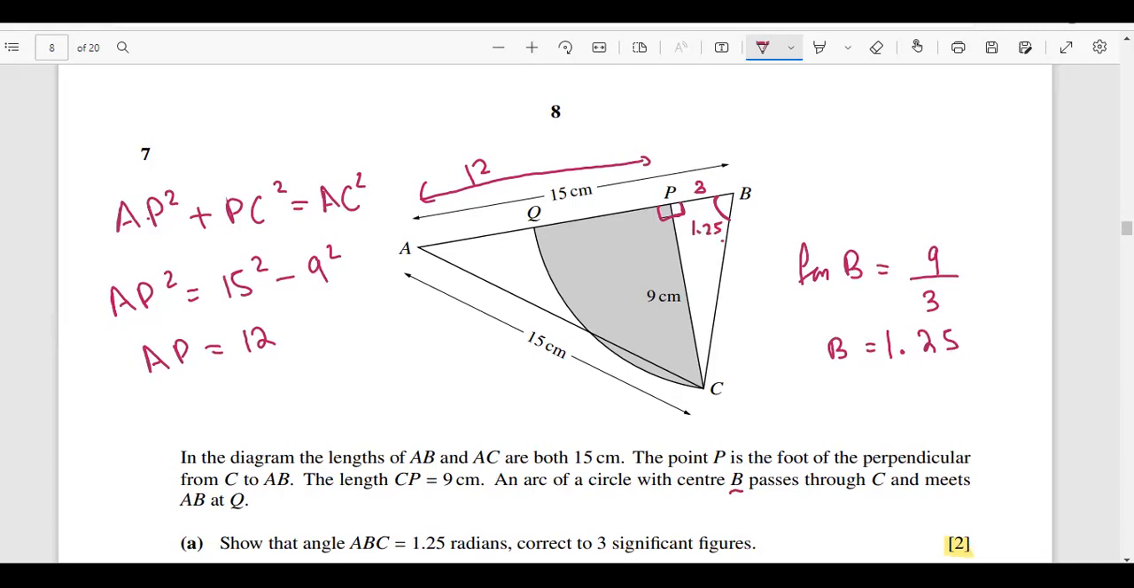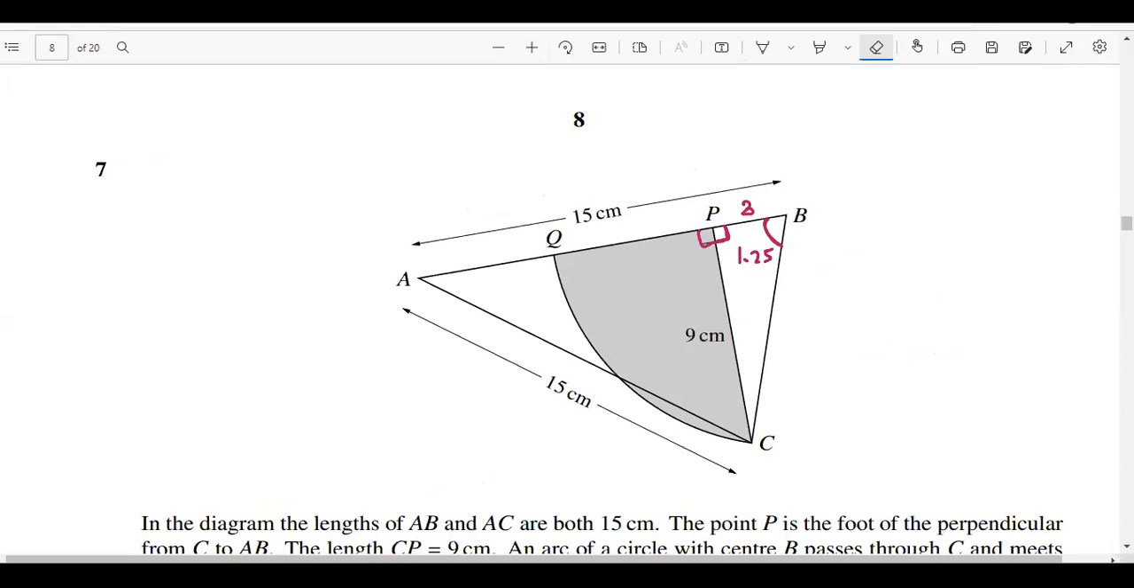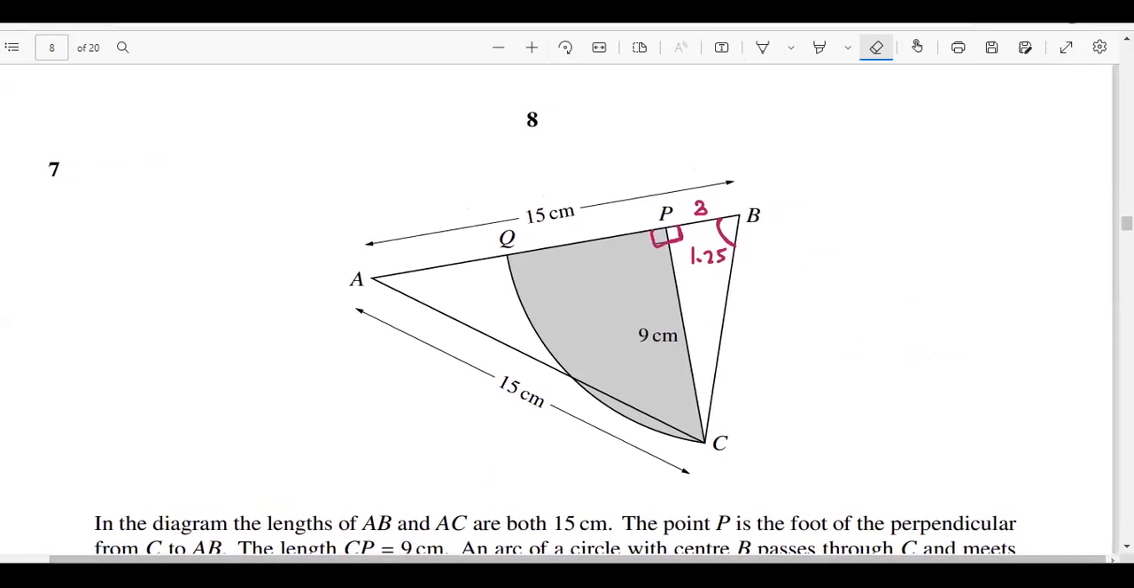I can first find the area of this complete sector and then I can subtract this right angle triangle to find the area of the shaded part. Please do it quickly and tell me the answer. You are to calculate the area of the shaded part. I'll erase everything extra. Just calculate the area of the shaded part. CBQ is a sector, and now you know how to do it.